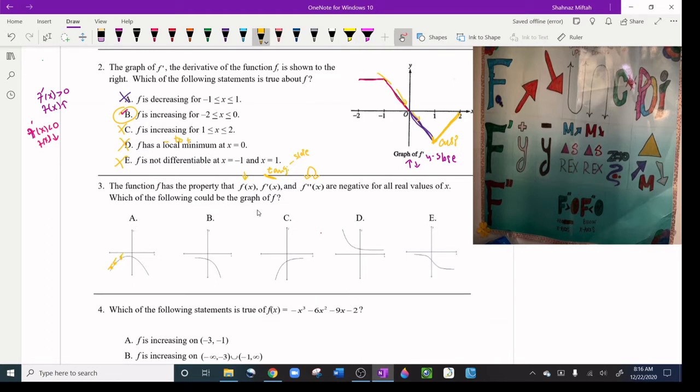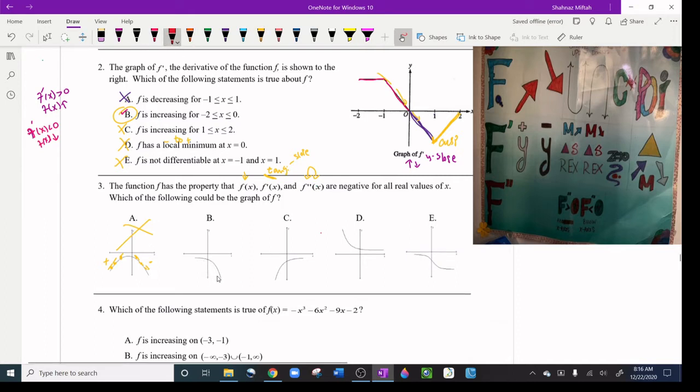Which of the following could be the graph of f? So these are f's. Some of these are all negatives, and these are all positives. These are negative slopes. So now it's not only decreasing or negative slope, they have both. So this one doesn't work. Let's go for the next one.